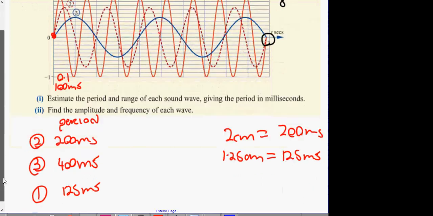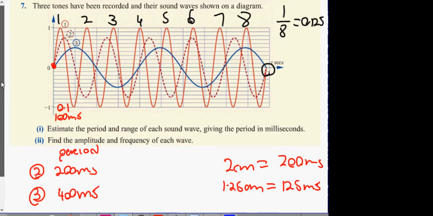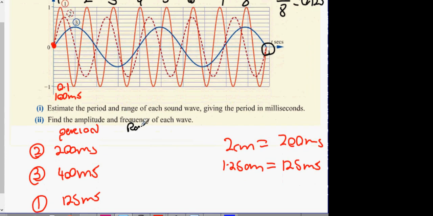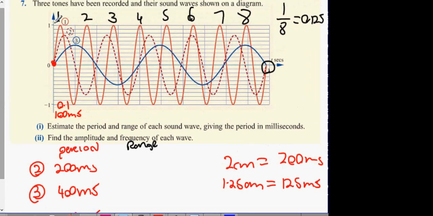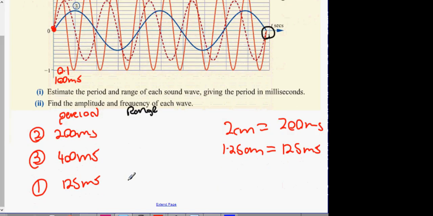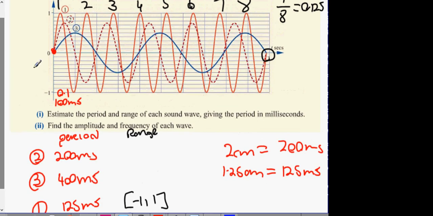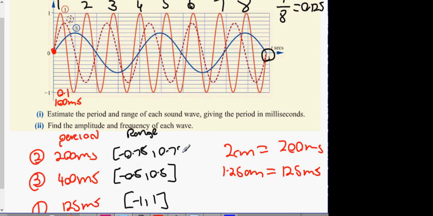Now guys, next thing, write down the range of each one. Well, the range of number 1, anybody? Range goes from +1 to -1. So -1 to +1. Range of the blue one, which is number 3, goes from 0.5 to -0.5. Range of the second one, -0.75 to +0.75. Okay, next one.